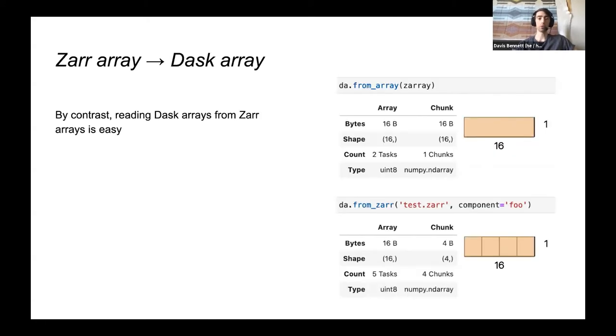And then reading Dask arrays from zarr, by contrast to writing, reading is super easy. You can either do from_array with the previously initialized zarr array, or you can just say from_zarr, and you just give it a path. You give it a path to the storage, and then you give it what component you want to use.